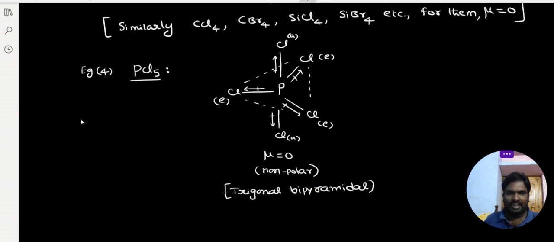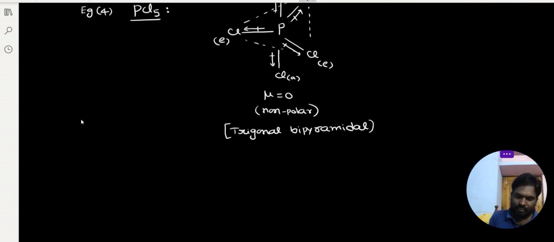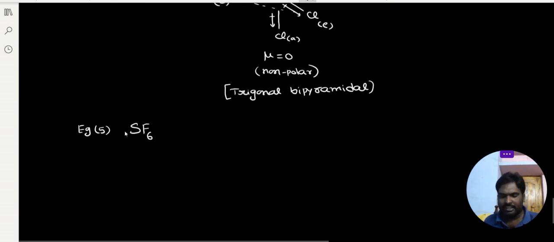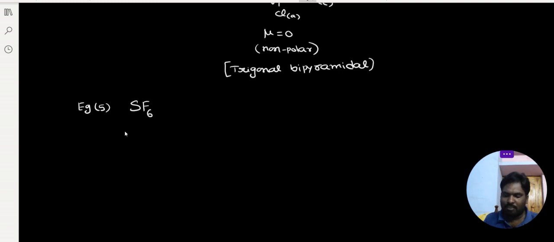Now coming to the next example. Example 5: SF6. Here also six polar bonds are there. How many polar bonds? Six polar bonds. But the resulting dipole moment is 0.